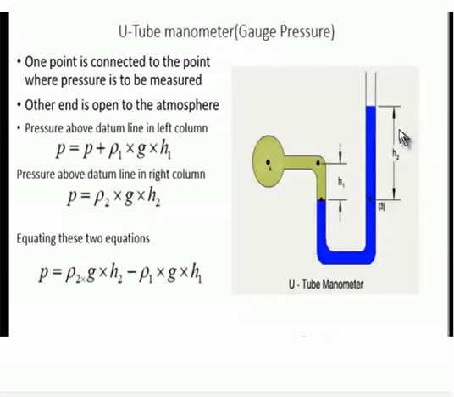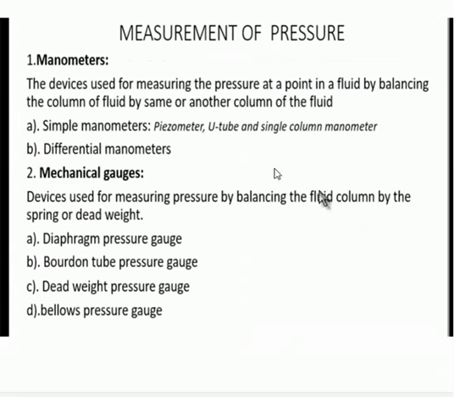So this is the manometer, here U-tube manometer. So these two are called as columns. If you want to find out the pressure at this point A, then you have to make the balancing of two columns. That's what the definition here: balancing the column of the fluid by the same or another column of the fluid.